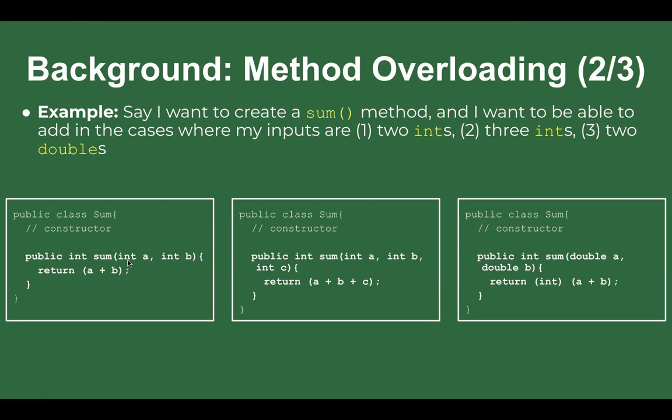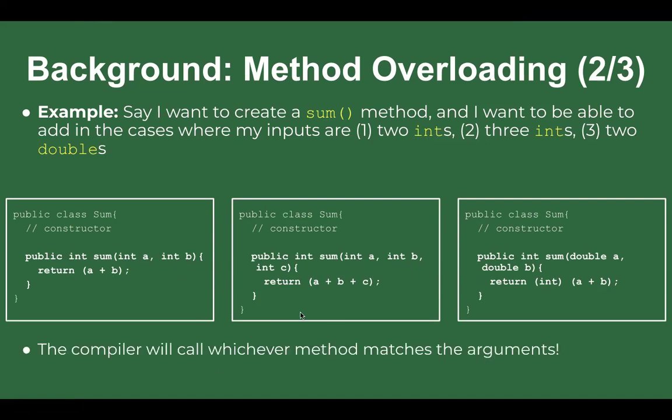So literally, this one has int A and int B as its parameters, and this one has int A, int B, and int C. And this is awesome because now we can have 3 different types of sum methods that we can call at runtime. The compiler will call whichever method matches the arguments. So in your code, whichever arguments you end up writing inside of your method call, Java will automatically know which one it matches with.